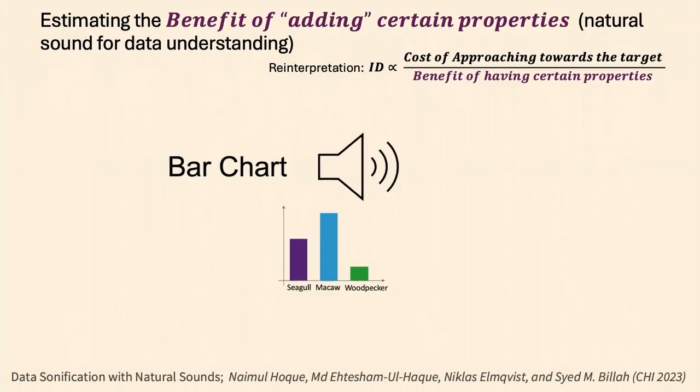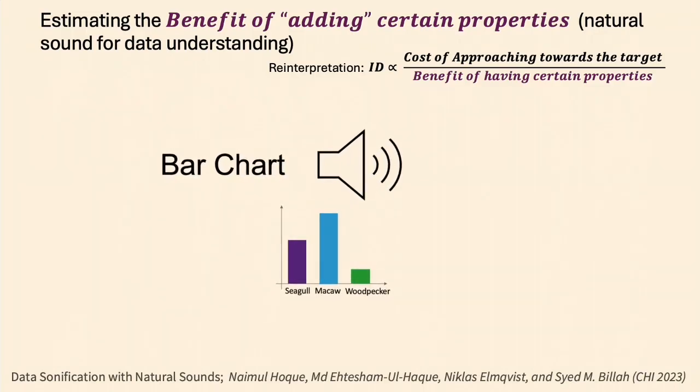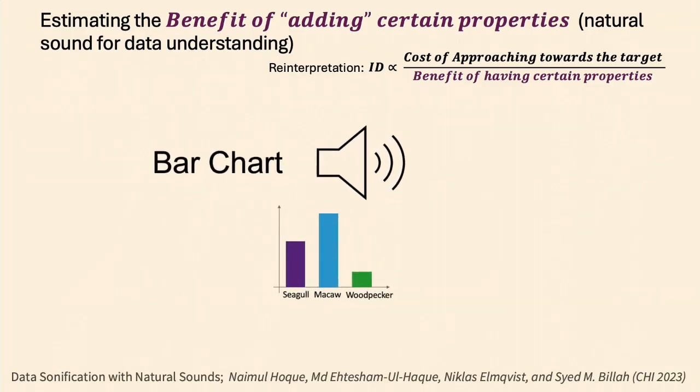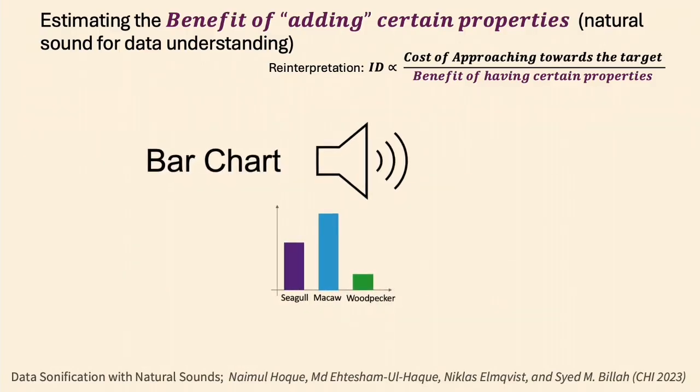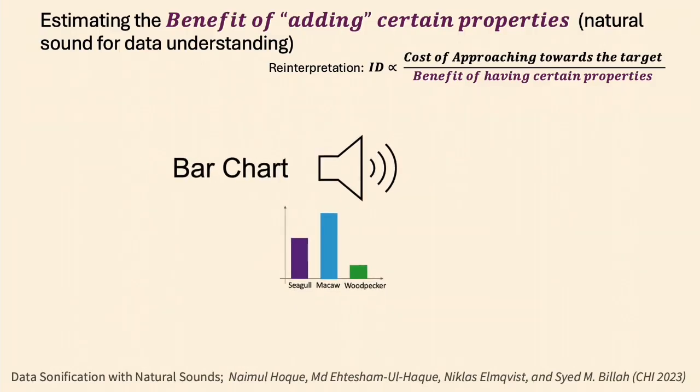Let's listen to another bird chart. This time we have added a third bird represented with a woodpecker. The woodpecker sound is mild and it has a much lower value than the other two sounds.